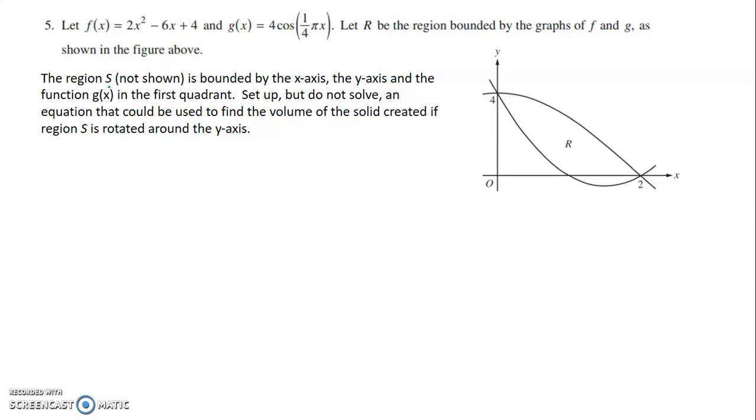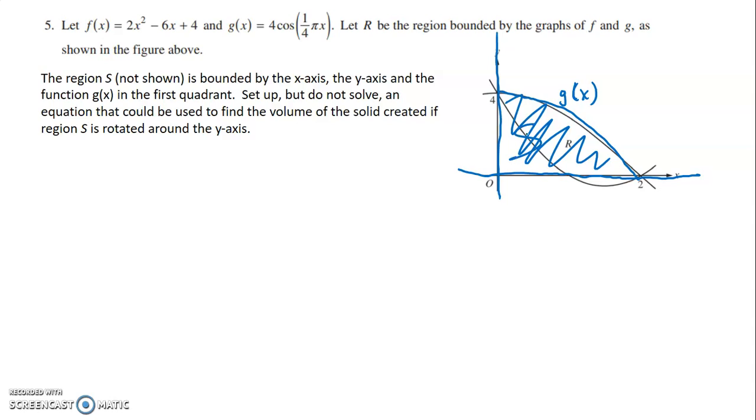All right, so the region S, which is not shown, is bounded by the x-axis, the y-axis, and the function g of x in the first quadrant. So from our earlier video, we figured out that g of x is this function that's on the top, and then we're bounding it by the y-axis and the x-axis in the first quadrant. So we're looking at this region here.